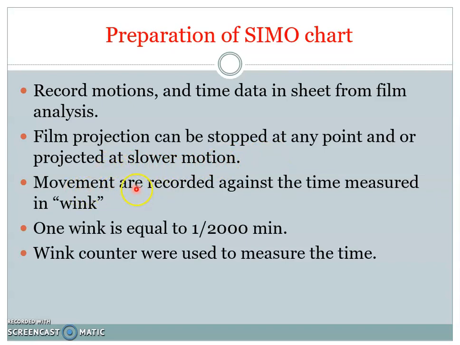There is one measurement for recording the time. The motion is recorded against the time measurement in winks. One wink is equal to 1/2000th of a minute. So one wink is the measure of time in the SIMO chart. This is very important: what is one wink? One wink is equal to 1 by 2000th minute. Wink counters were used to measure the time in the SIMO chart.